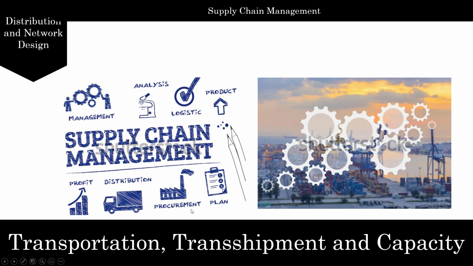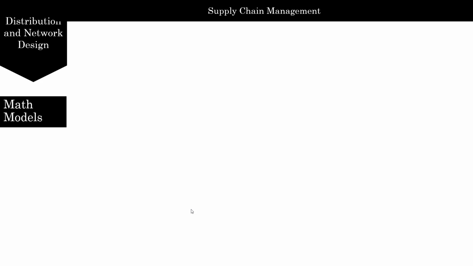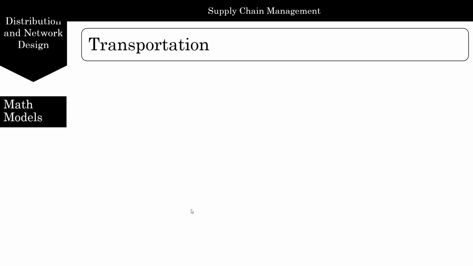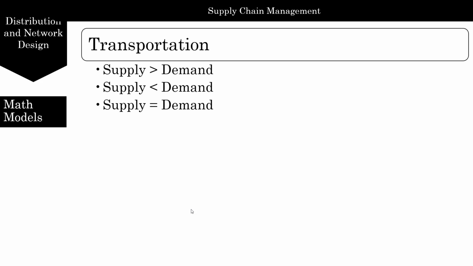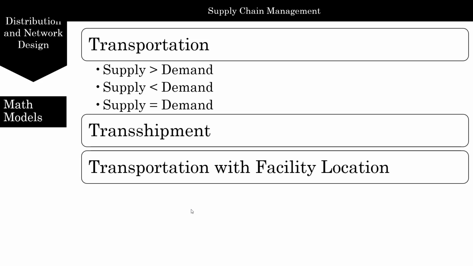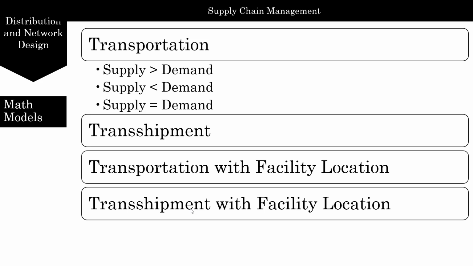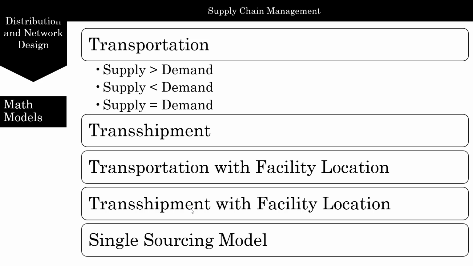So let's go ahead and start working on this. We are going to do a bit of math, a lot of Excel, and I would advise you to pay close attention to this module. The models we're going to talk about are transportation, where supply is greater than demand, supply is less than demand, and supply is equal to demand; transshipment; transportation with facility location; transshipment with facility location; and finally single sourcing models. So here are the different kinds of models we are going to discuss in this lecture.